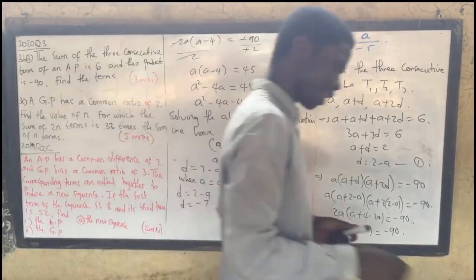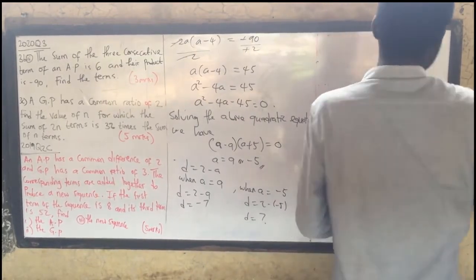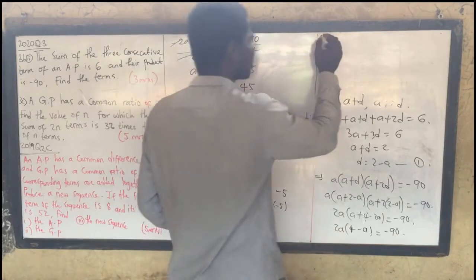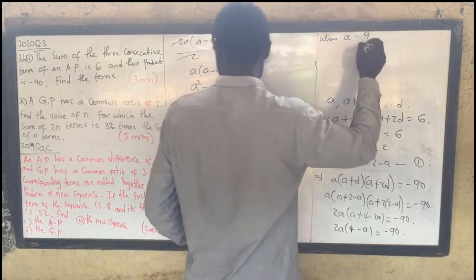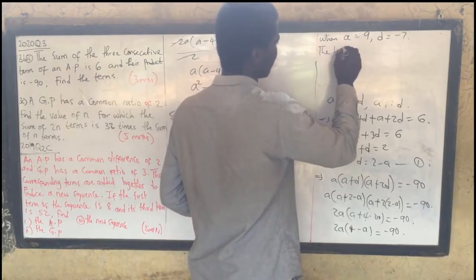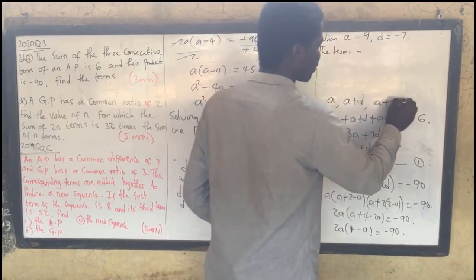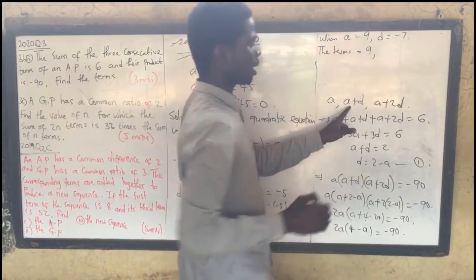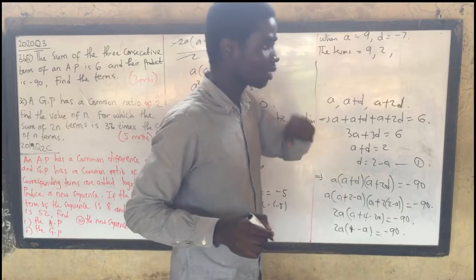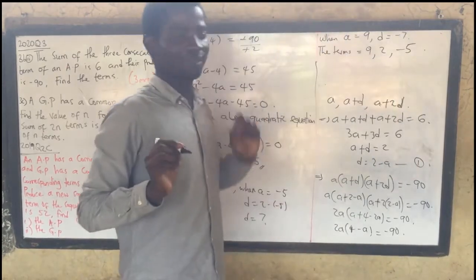So now the three terms, so let us use on the basis of when A is 9 and D is minus 7. The terms will be what? A, don't forget, A plus D and A plus 2D, right? What is A? 9. That means the first term is 9. A plus D, that's 9 minus 7. That's what? 2. Then A plus 2D, 9 minus 14, right? 9 minus 14 will give me what? Minus 5. So that is the first answer.